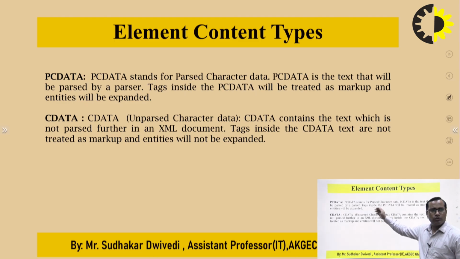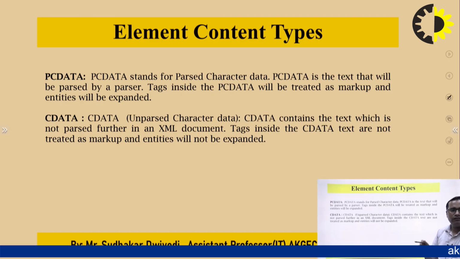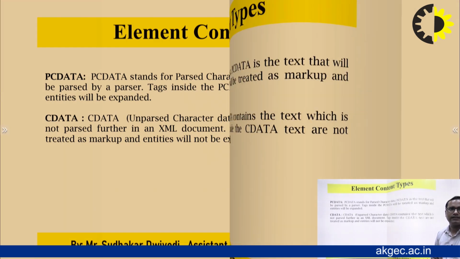I have also used these types, PCDATA and CDATA. PCDATA means the data that should be parsed by the parser. PCDATA stands for parsed character data, the text data that is parsed by the parser. Tags inside the PCDATA will be treated as markup, and entities will be expanded, that means it will be parsed by the parser. And if it is not parsed by the parser, it is CDATA.